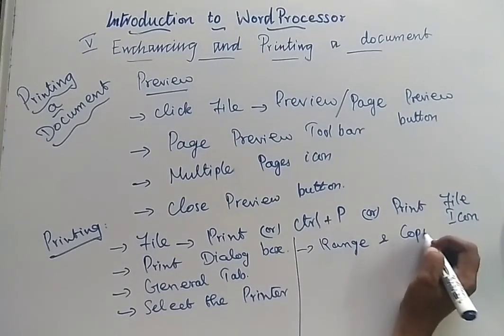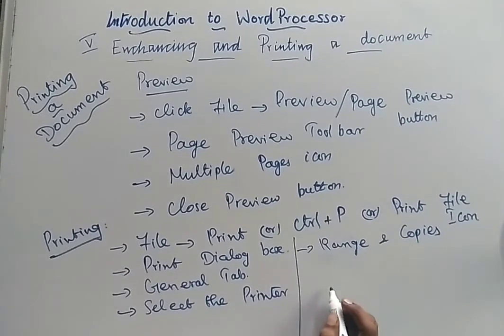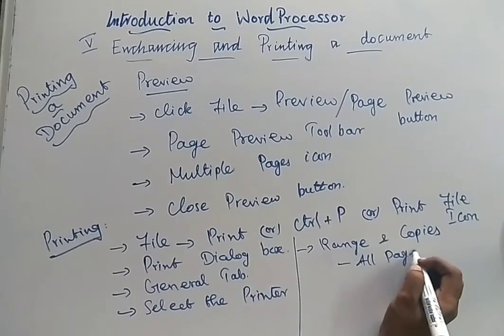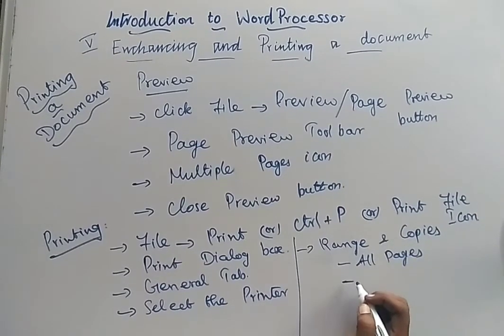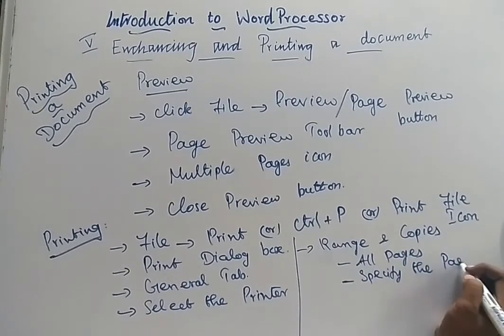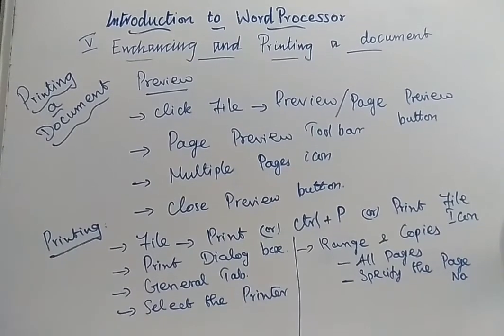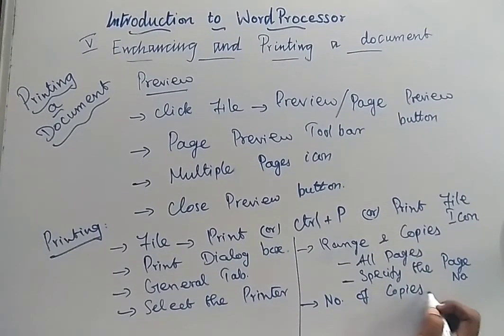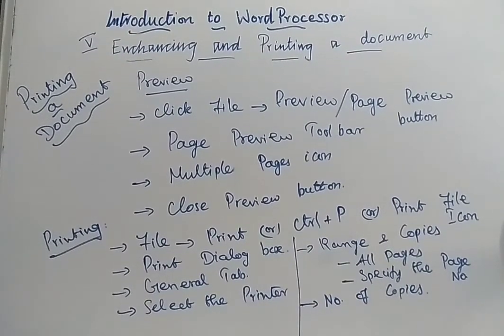Under range and copies, whether you need all pages, select all pages, or if you need a particular page, you can specify it by specifying the page number. Like that you can do. Next, you can specify the number of copies. You will have an arrow, or you can type it. By means of this, you can specify the number of copies.